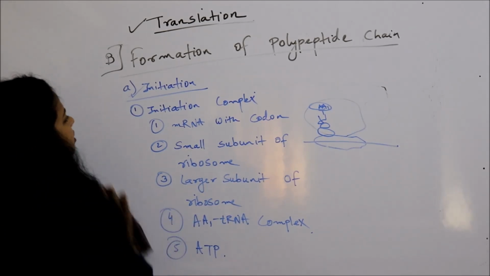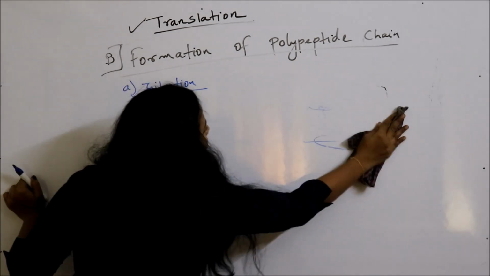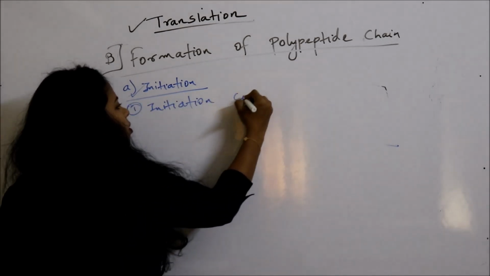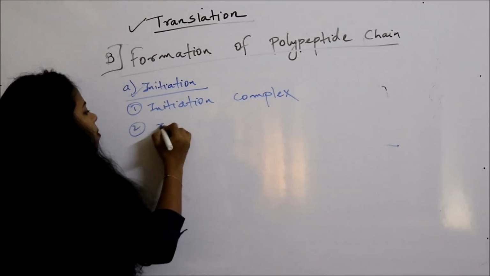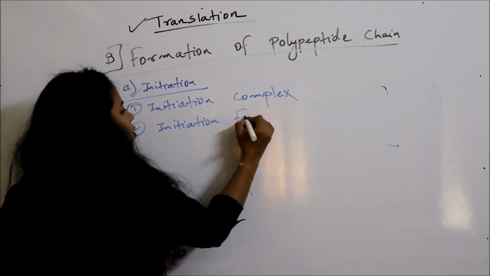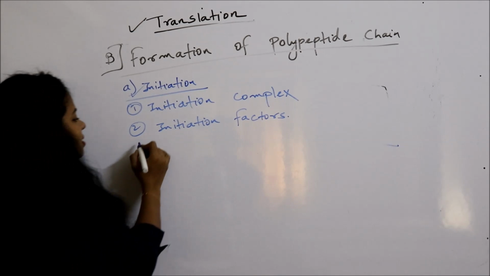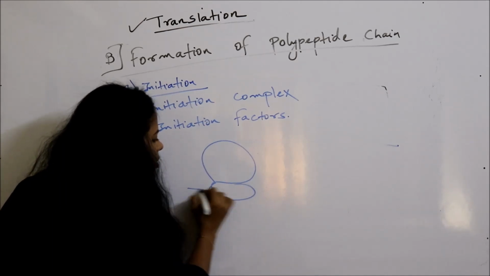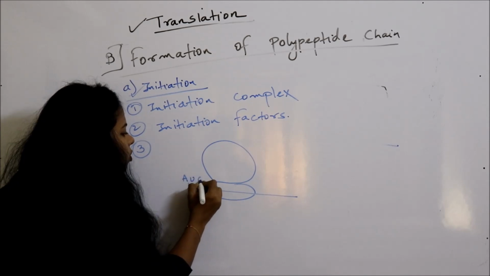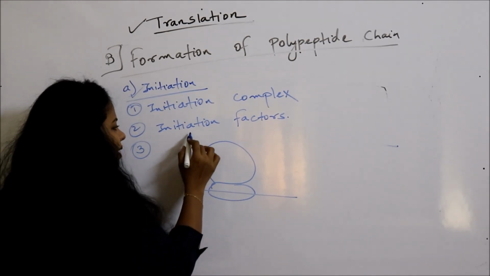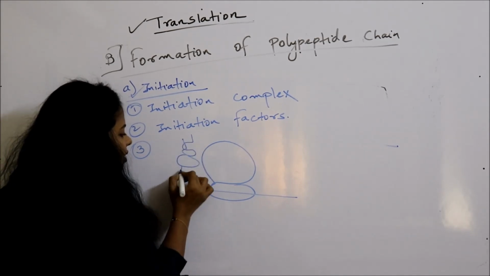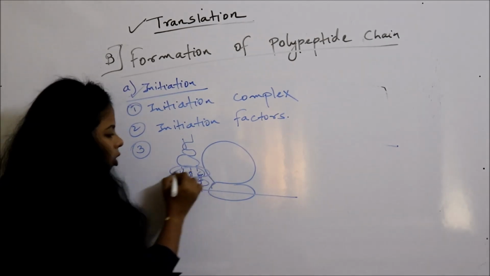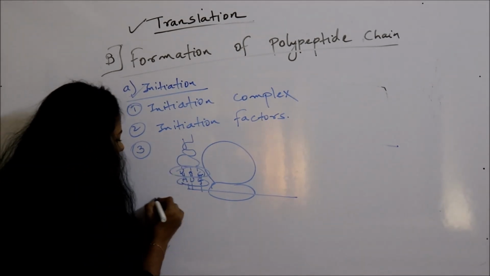So first the initiation complex, then you require initiation factors. When you have both these things, the third thing you require is, first, here you have the larger subunit of ribosome, the smaller subunit, and mRNA. Now here you have the start codon AUG. To this start codon, what binds is the tRNA with U, A and C. When this codon binds with the anticodon, the process starts.